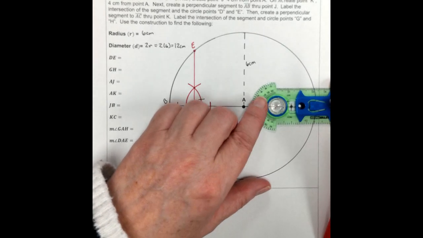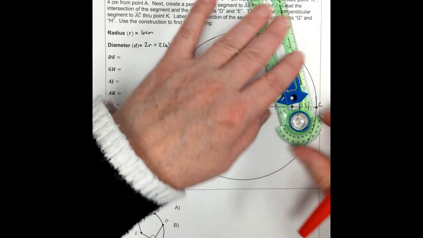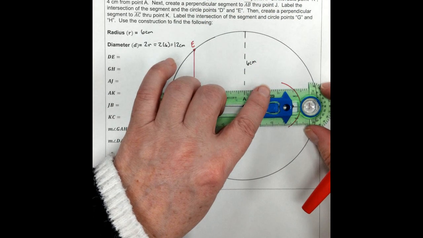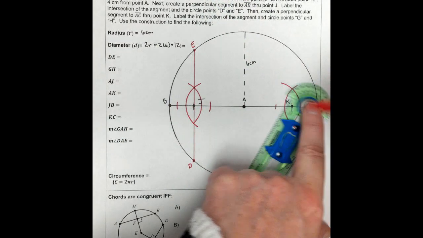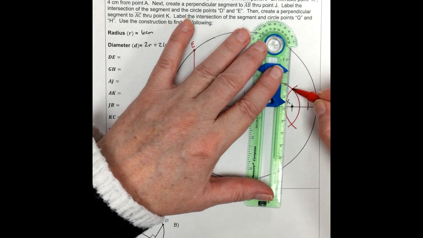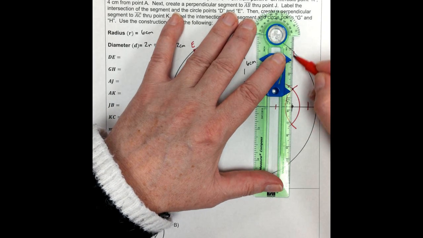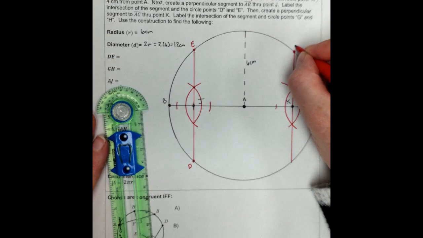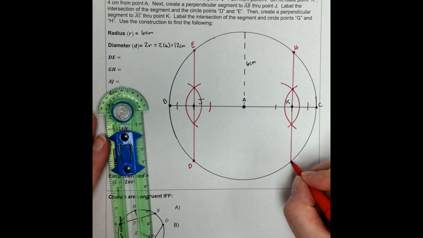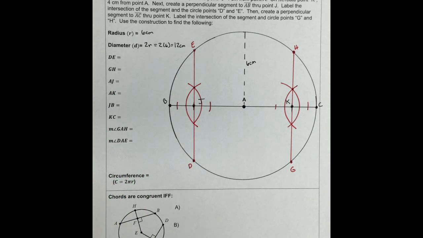We're going to do the same thing on the other side. Over there at point K, we're going to create a perpendicular line. So doing the same thing, I'm going to create 2 arcs using these 2 red lines. Same thing as what we just did. Where those 2 arcs intersect, draw a line through and label these points H and G.